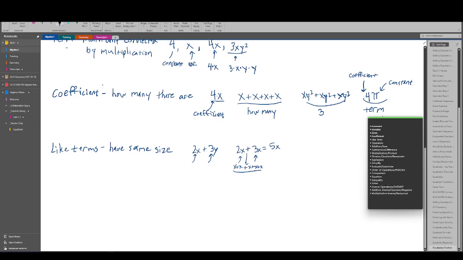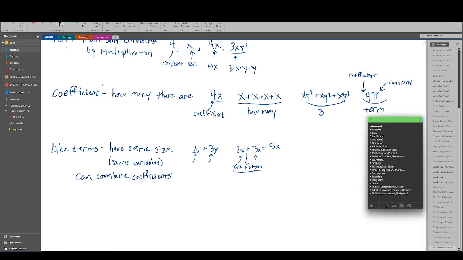So like terms have the same size, which by that we mean the same variables, or constants in the case of pi. And it allows us to add the coefficients together. So we can combine the coefficients and create a single term instead of 2 separate terms. Okay, so that's like terms.